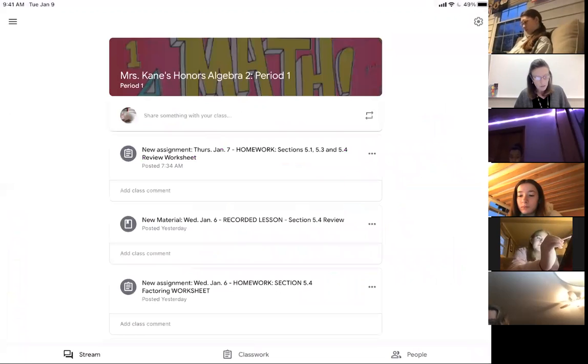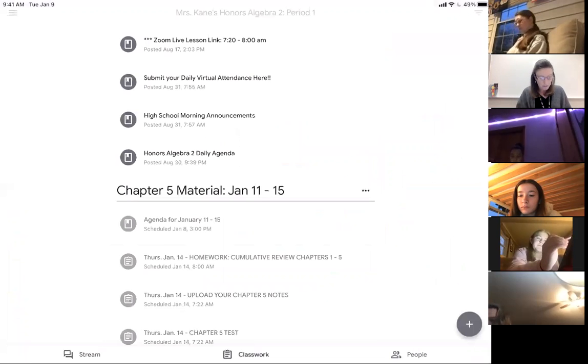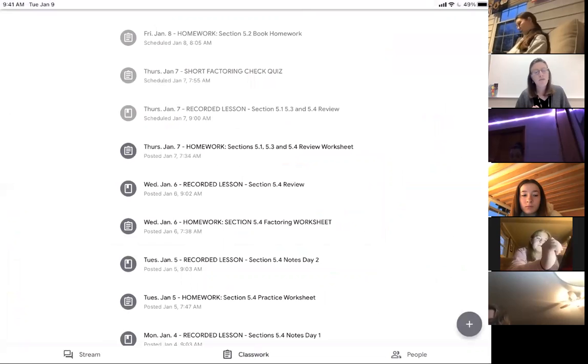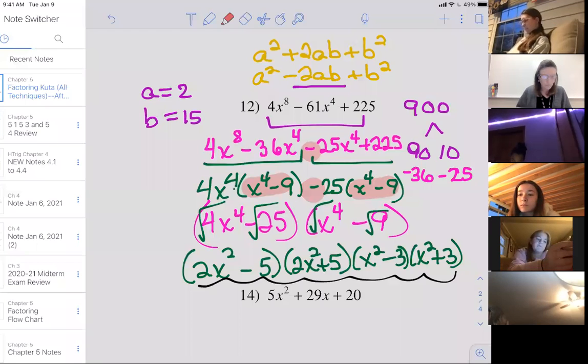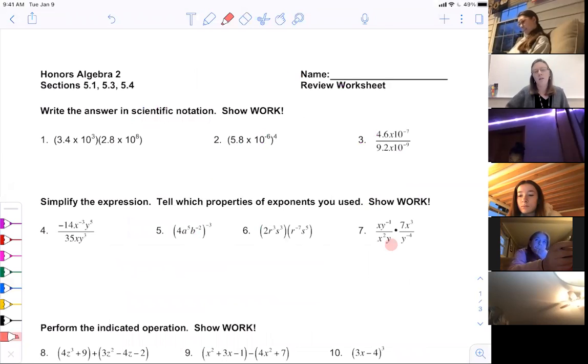It's also under classwork, but it's that 5-1, 5-3, 5-4. Remember, we skipped over 5-2 because 5-2 is graphing, and we're going to graph the two sections together. So pull up that worksheet. This is a review worksheet of the concepts that we discussed prior to Christmas and then the factoring concepts that we discussed this week to kind of pull everything together.